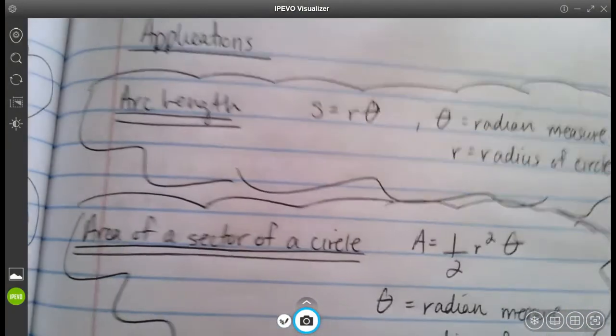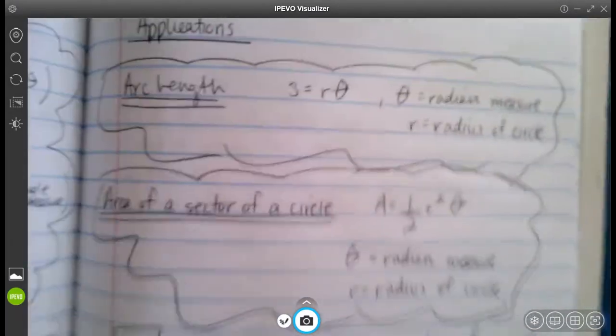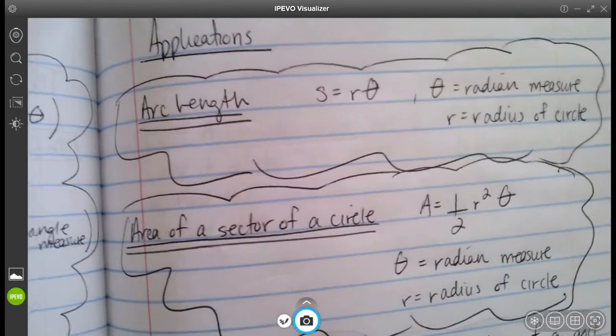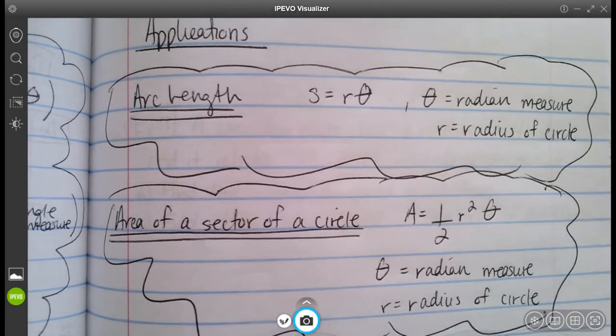This one, the one after this is going to be done in class, hopefully. This one has to do with arc length and area of a sector of a circle. This is 2 of the applications you're going to be seeing for these types of problems.